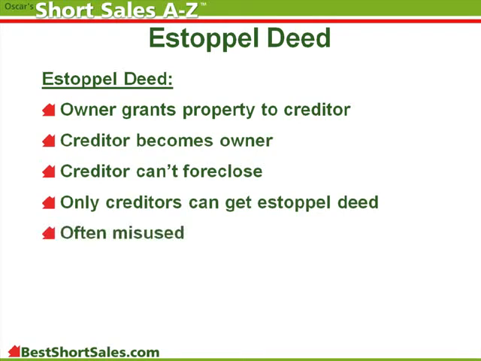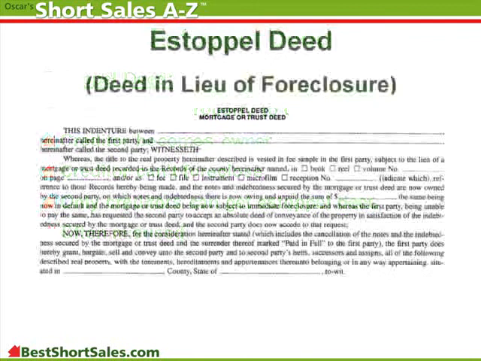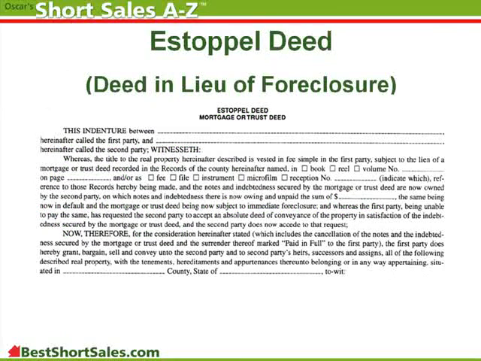Only creditors can get a deed in lieu of foreclosure. Estoppel deeds are often misused. For example, and this is almost unbelievable, but it happens, a homeowner may estoppel deed a property to a buyer so that the other person gets foreclosed. This is a good estoppel deed example.